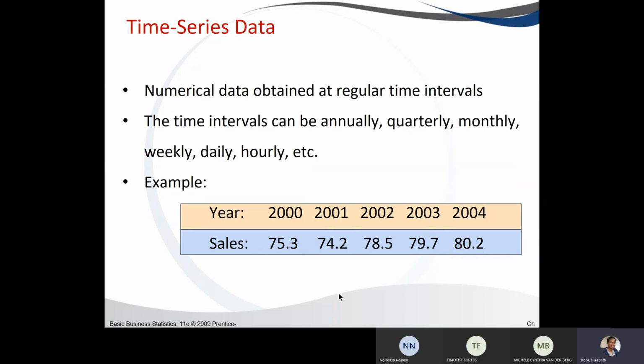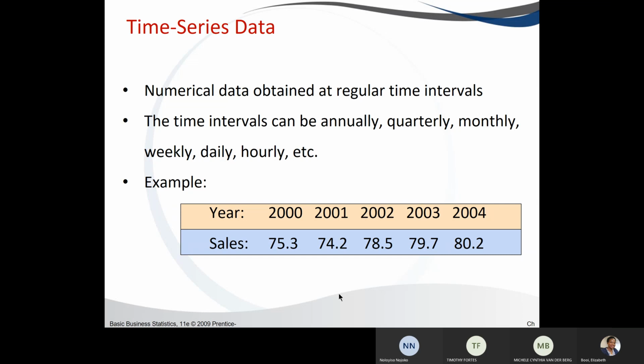For example, like the sales data that we have in front of us from 2000 to 2004. Let's say these are the total sales. The sales were 7.3 in 2000, and in 2004, they have increased from 7.3 to 80.2. And that's how you can use your time series data to see how things have changed over a period of time.